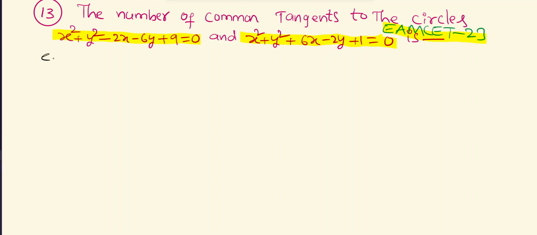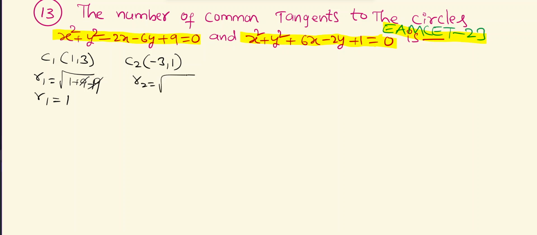So first find the center of the first circle, C1 is (1, 3), and the center of the second circle C2 is (minus 3, 1). The radius R1 is equal to root of 1 plus 9 minus 9, the 9 cancels, so R1 is 1. And the radius of the second circle is root of 9 plus 1 minus 1, the 1 cancels, root 9 is equal to 3.